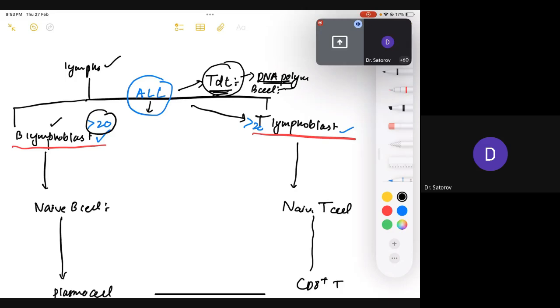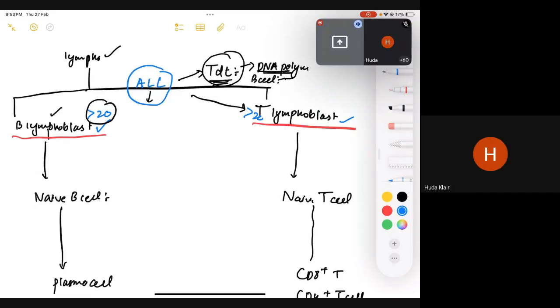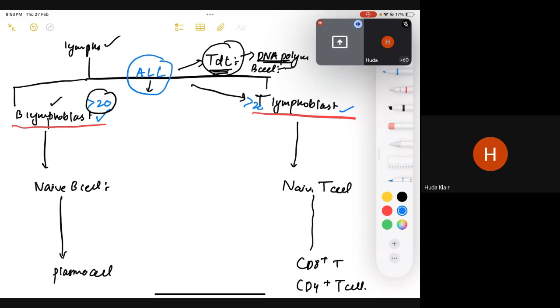Is my question correct? Okay, perfect. So now we have to look at whether these blasts are coming from the B or from the T cells. If you have greater than 20% blasts that are basically B lymphoblasts, we are going to use the term B-ALL. Is that clear? But if we have greater than 20% blasts which are basically T cells, we are going to use the term T-ALL. It's so simple, right?